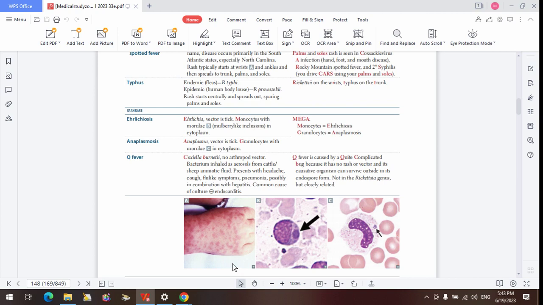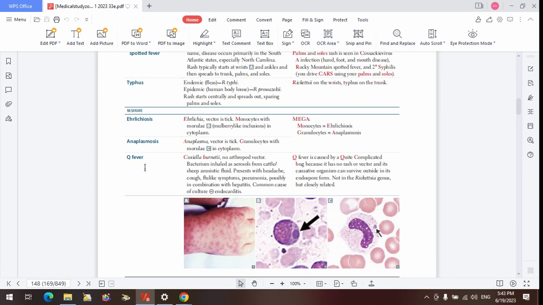So the last one is Q fever. Q fever is one that we said is caused by Coxiella burnetii. One thing about this guy is that he doesn't have any arthropod vector, like maybe tick or fleas, that spreads it. So you get it directly from the reservoir, and it has no rash.